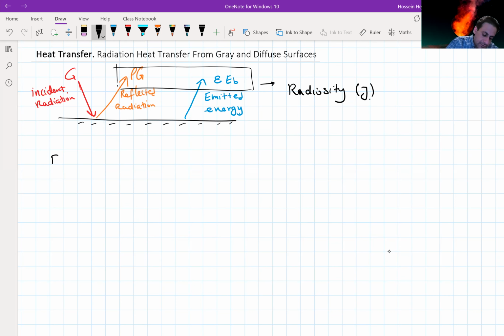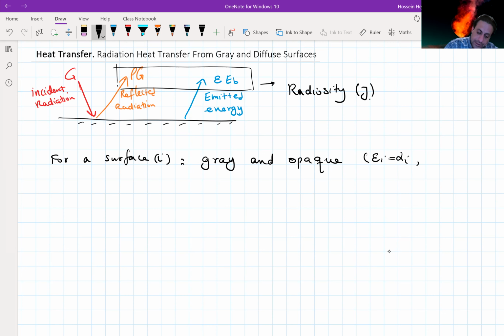So let's say for surface I, that is gray and non-transparent. It is gray, so epsilon I is equal to alpha I, and alpha I plus rho I is going to be 1 for the surface I. So it is a non-transparent and gray surface.